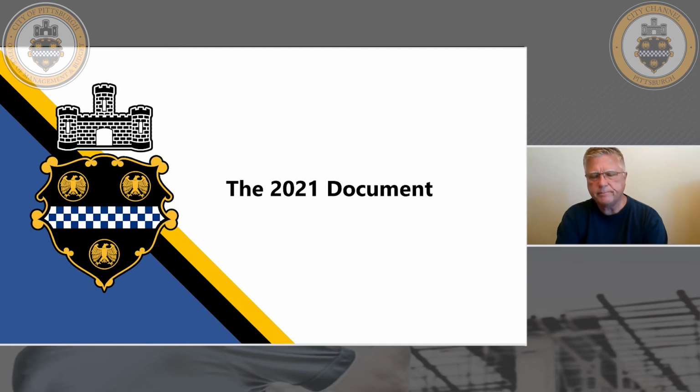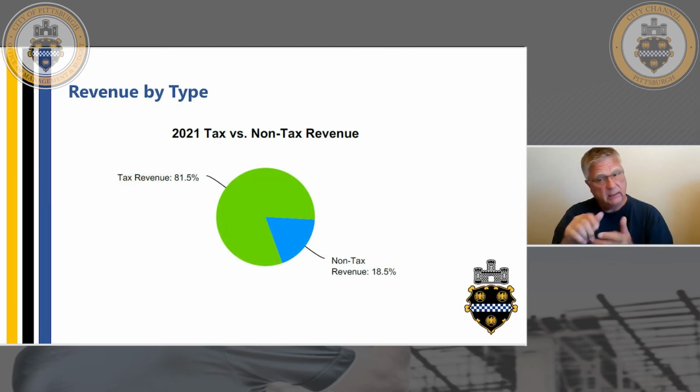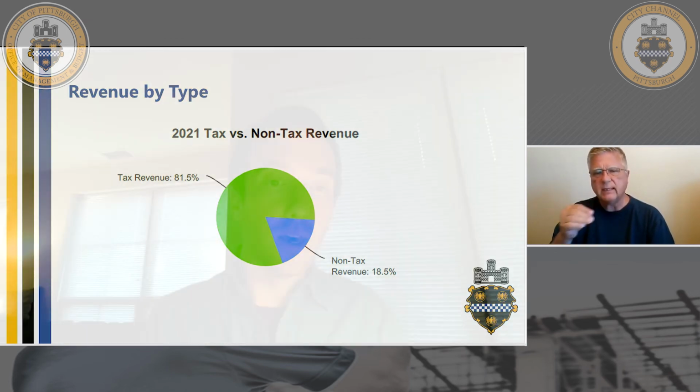So what's in the 2021 document as approved by council right now, as it is still our legal document at this given moment? Just a very quick high-level overview. Almost 82% of our money in is tax revenue, and a little less than 19% is non-tax revenue. Non-tax revenue includes charges for services, fines, forfeitures, intergovernmental transfers, and miscellaneous things.